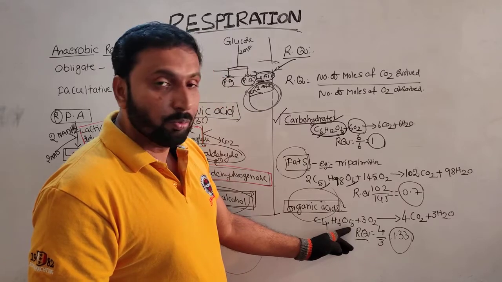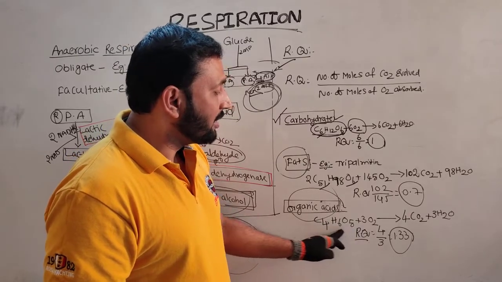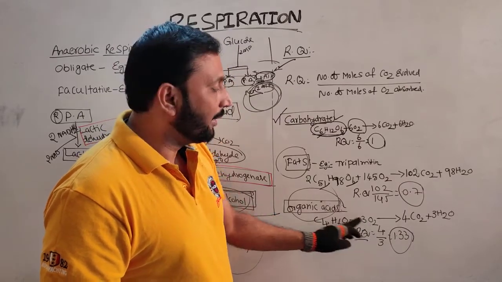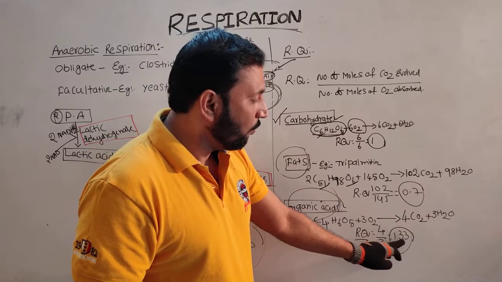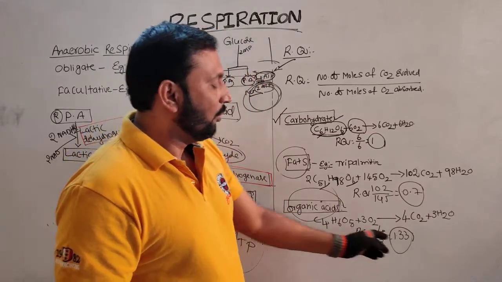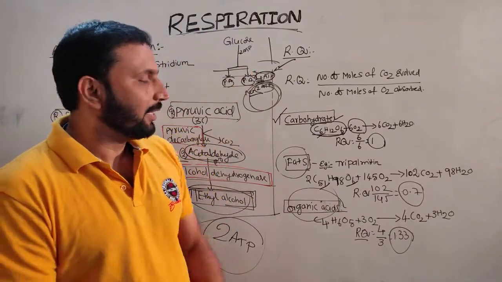Whereas when you go to organic acids, take malic acid: the carbon number is 4 and the oxygen number is more, so C4O5. So for oxidation of this substance, fewer oxygens are required. So the respiratory quotient is more, that is why 4 by 3. So the respiratory quotient is more than 1 in organic acids.